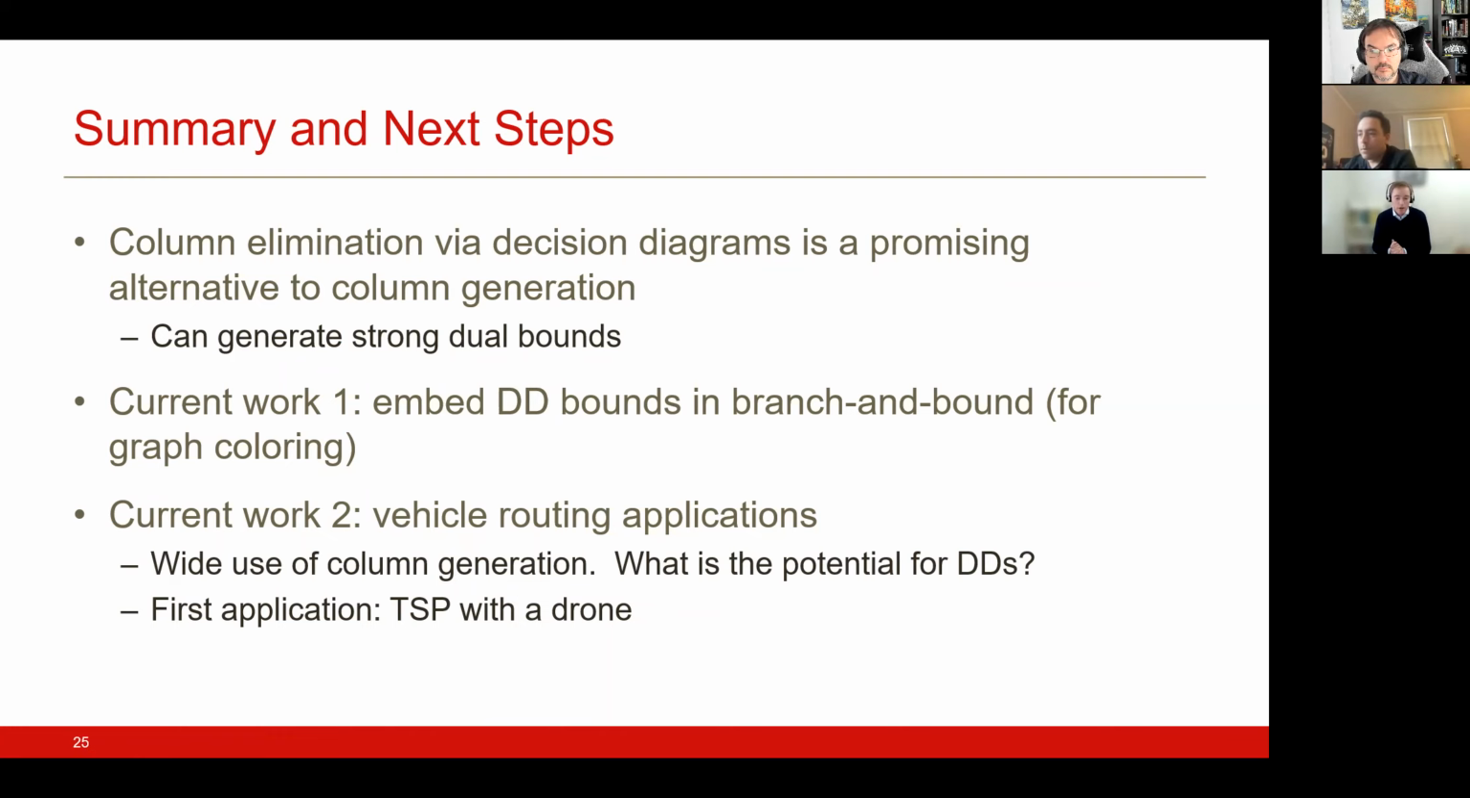And the potential benefit there is that column generation is widely applied in vehicle routing applications. So if we can find opportunities where column generation is weaker, what kind of instances or problem classes the column generation does not work well on, perhaps decision diagrams and column elimination might be a feasible alternative. So again, as I mentioned before, I like column generation very much, but if you can't use it because it doesn't scale, you need to have something else. And I think we're focusing on that right now.